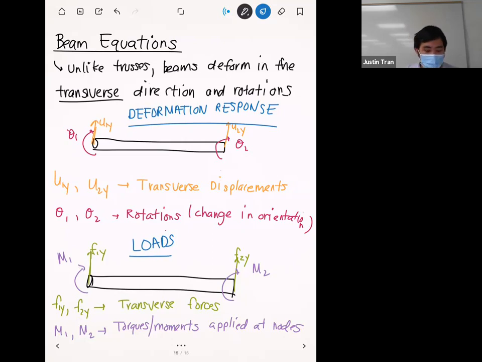We're not going to go through the derivation of the element stiffness matrix, just because I want to start getting into the problems. But if you're interested in the derivation, it is available for you in the notes. I'm just going to show you what it is and tell you that it's based on Euler-Bernoulli beam theory. Any questions on this?